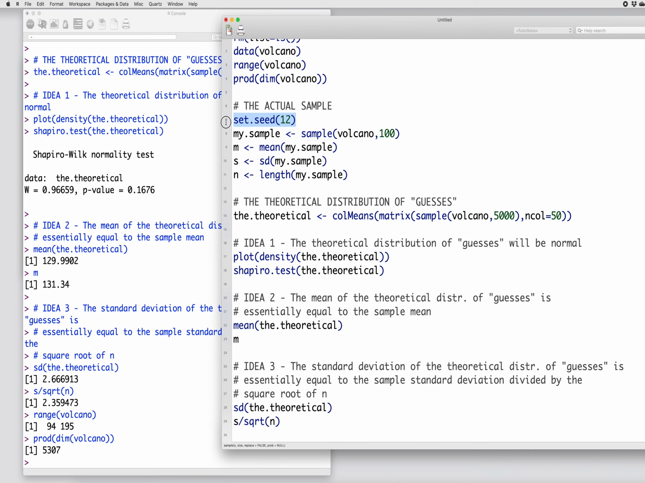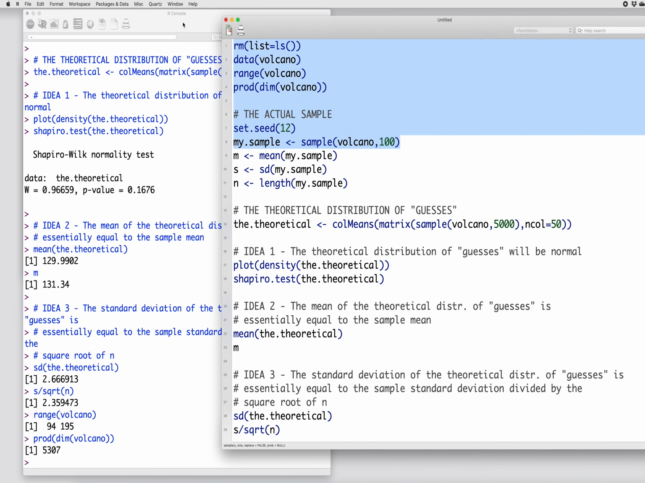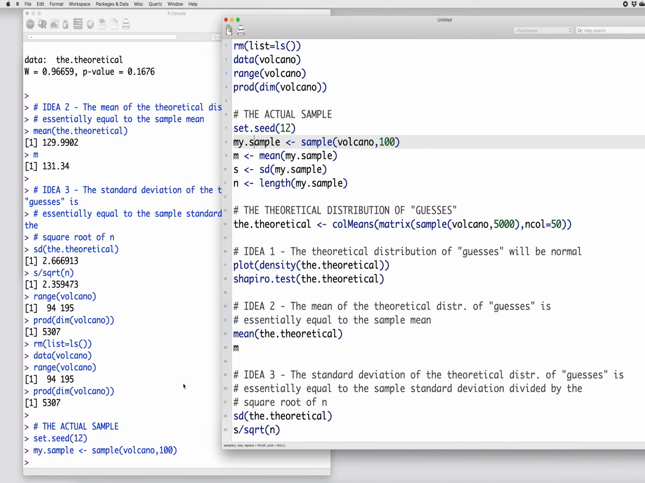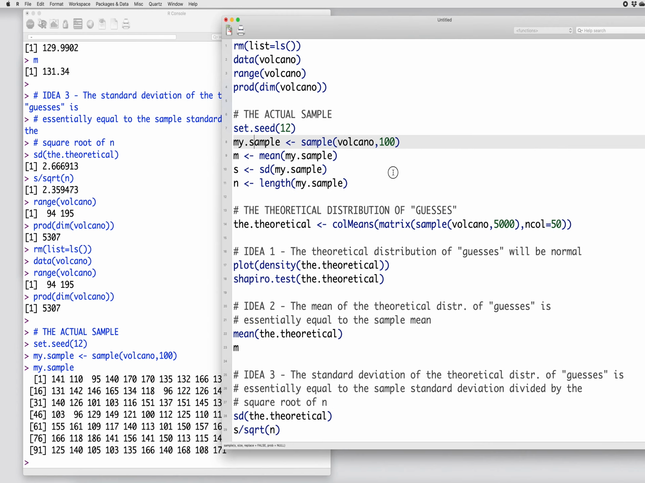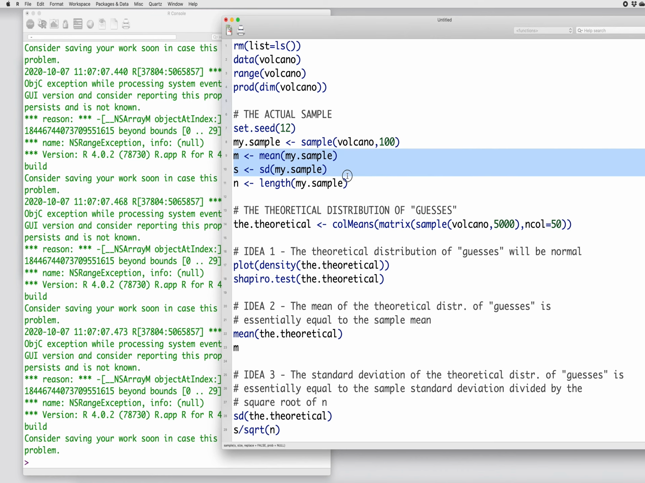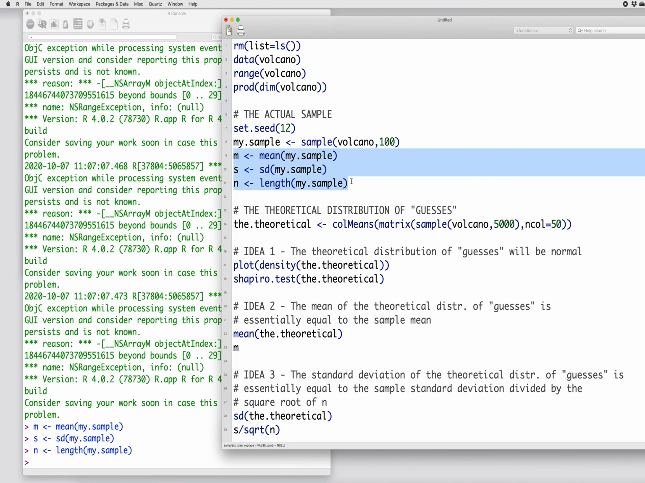And I normally would not do that. In a real analysis, I would never do that. But in this case, I'm setting the seed so that if you're following along in R, you can get the same answers that I get and know that you haven't made any mistakes. So here I am telling the random number generator to be a little bit less random so that we all get the same result. I'm using the sample function where I'm going to randomly sample 100 values from the volcano data set. So when we run this, I now have an object called mySample, which contains 100 randomly selected values from the volcano elevation data set. And from that, I'm going to calculate the mean, the standard deviation, and the sample size of that sample.